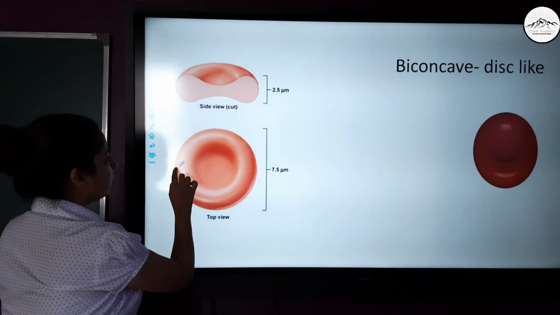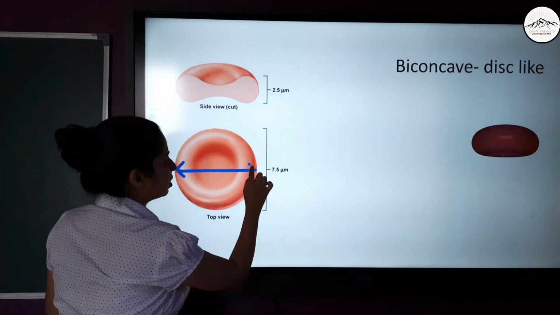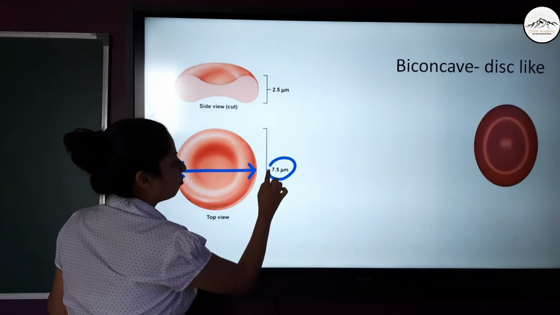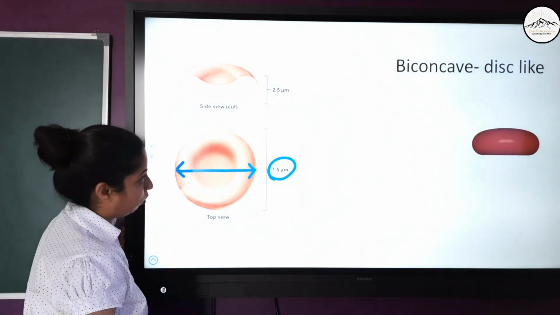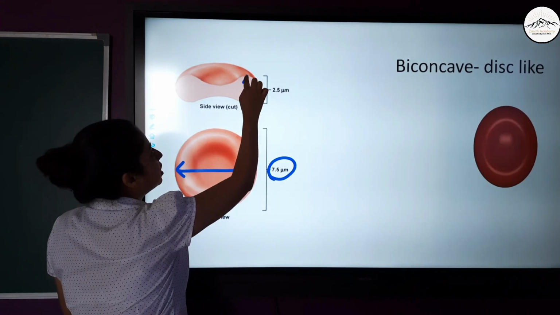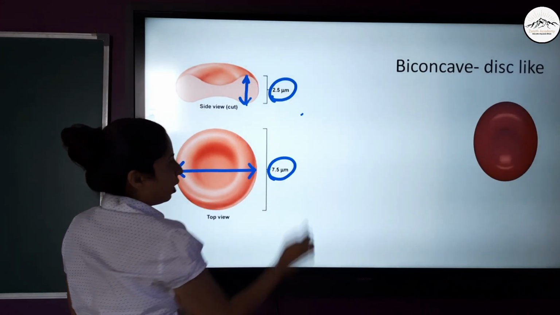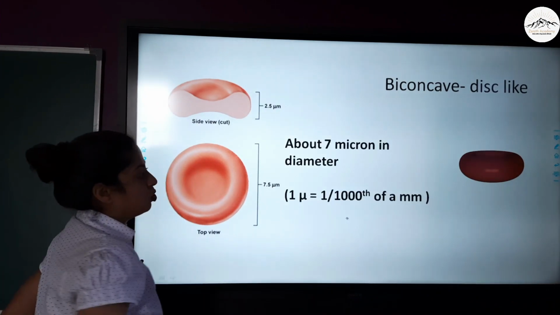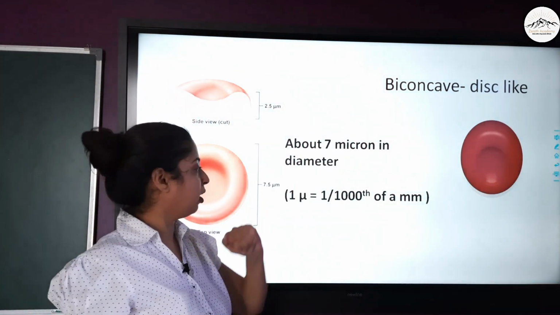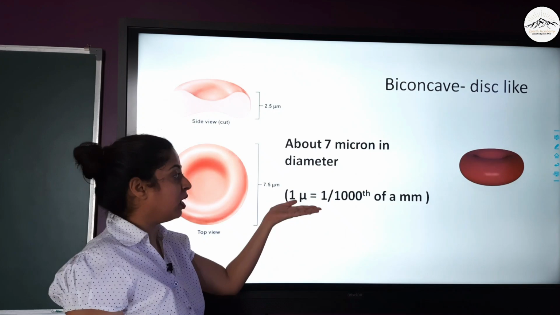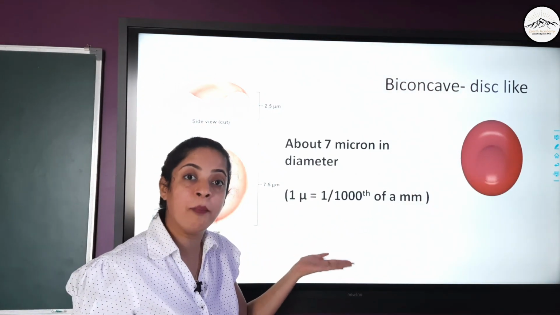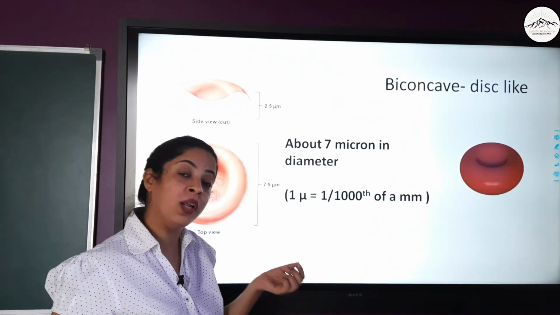So children, if you see the diameter of this red blood cell, it is around 7.5 or 7 micron or micrometer. And if you see the side view, then the width you can see is around 2.5 micron. So the diameter is about 7 micron and 1 micron is 1,000th of a mm. So you can imagine how small an RBC is.